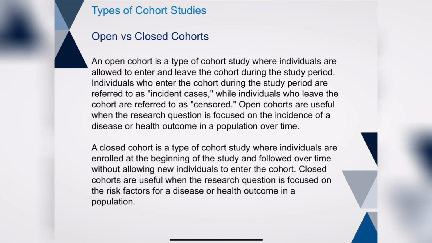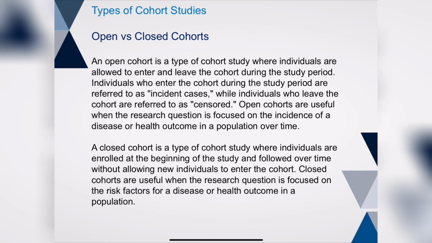Now we will discuss about types of cohort studies. Section-wise we will discuss. So first one is open versus closed cohorts. An open cohort is a type of cohort study where individuals are allowed to enter and leave the cohort during the study period. Individuals who enter the cohort during the study period are referred to as incident cases, while individuals who leave the cohort are referred to as censored.